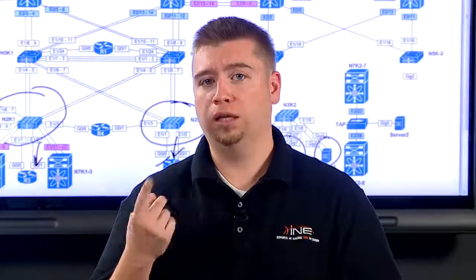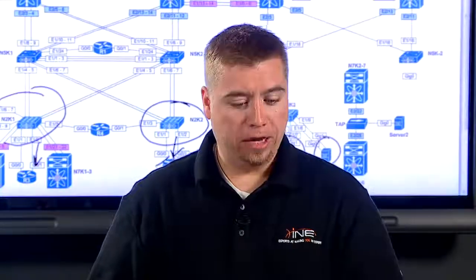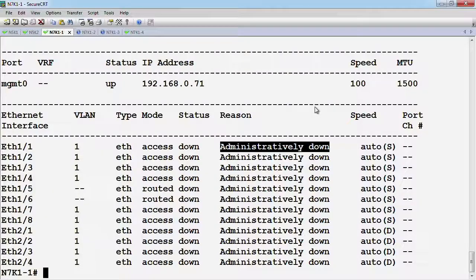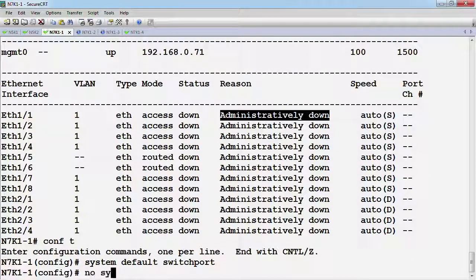So you really need to be aware of what's the proper order for the commands and make sure that when we're trying to form the channel that it's going to work correctly the first time. So if we look back at the command line here, the only other change that I made, again, was the system default switch port. I'm also going to say here, no system default switch port shutdown.